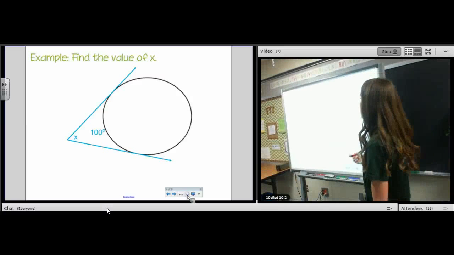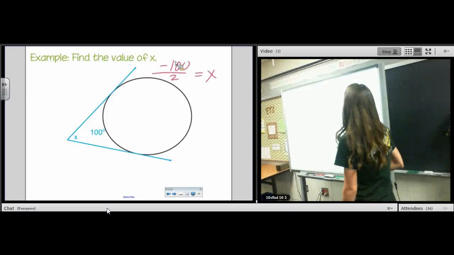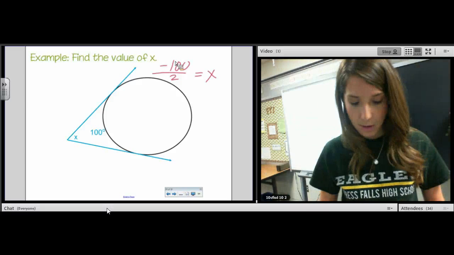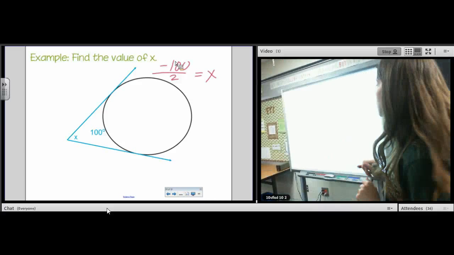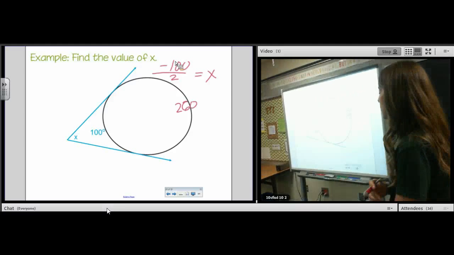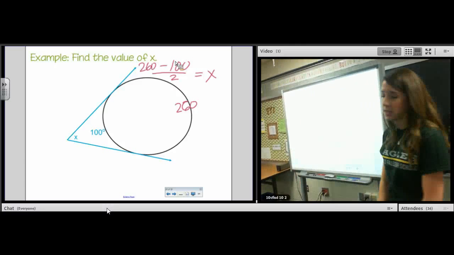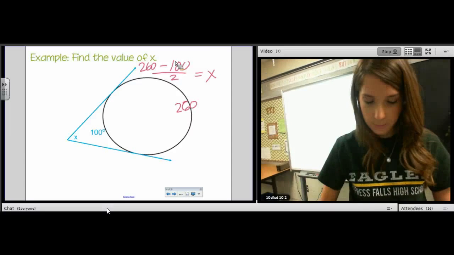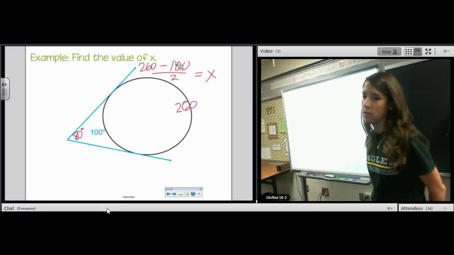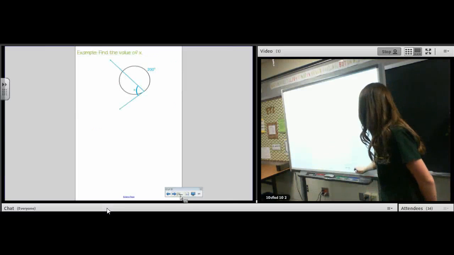So we know to find measure x, we subtract the arcs and divide by 2, but we don't know that major arc. So we need to use the knowledge that a circle has 360 degrees. So 360 minus 100 would be 260 degrees. So now we can subtract our arcs and divide by 2 to get ourselves that 80-degree angle. Next problem.